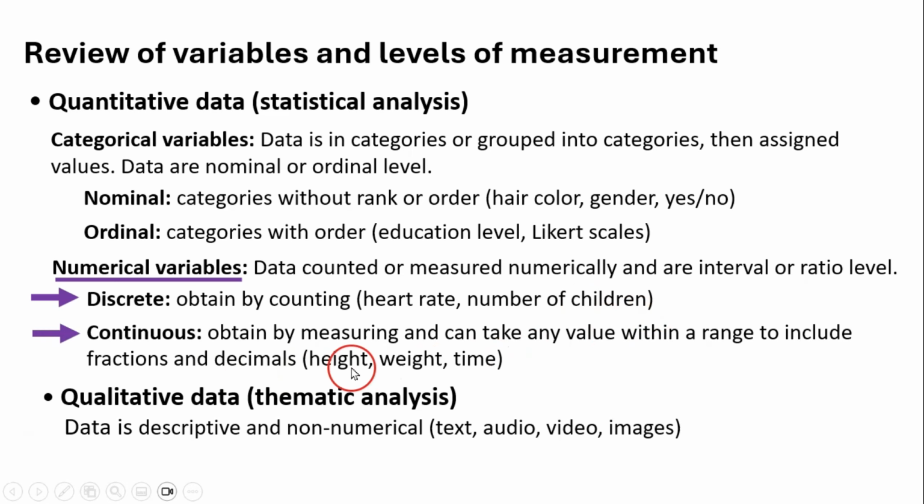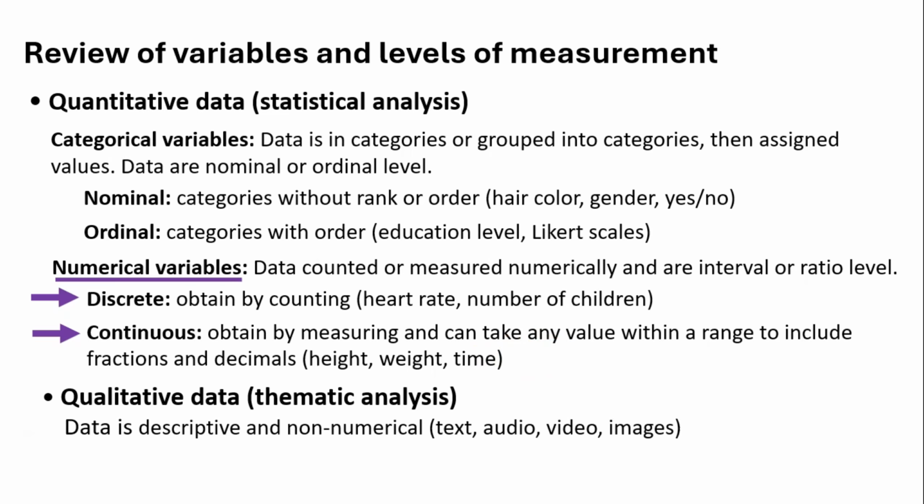And then the other type is the continuous. So it's quantitative, it's numerical, and it's a continuous type of variable. And this type is obtained by measuring, and can take any value within a range to include fractions and decimals. And so examples of that might be something like height, weight, or time are good examples of numerical continuous variables.